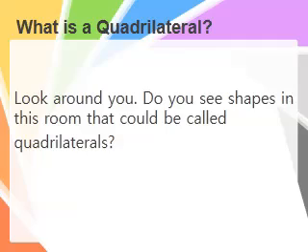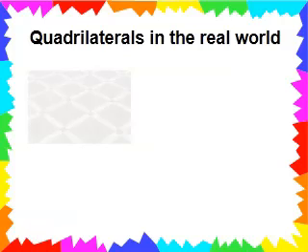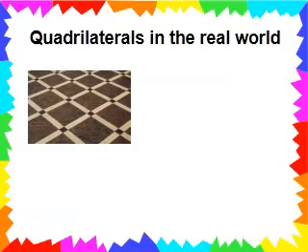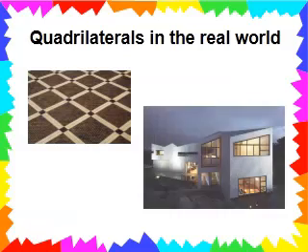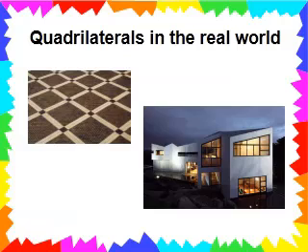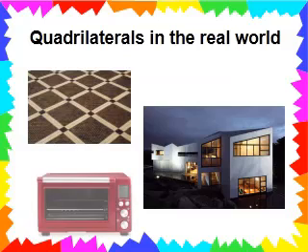So look around you. Where are you sitting right now? I want you to look around you. Can you see shapes in this room that could be called quadrilaterals? Actually, of course, you can see a carpet on the ground. It actually looks like a quadrilateral because it has 4 sides. You can see, for example, the window or the door or even the microwave. So all of these, we can say that they are quadrilaterals because they have 4 sides.